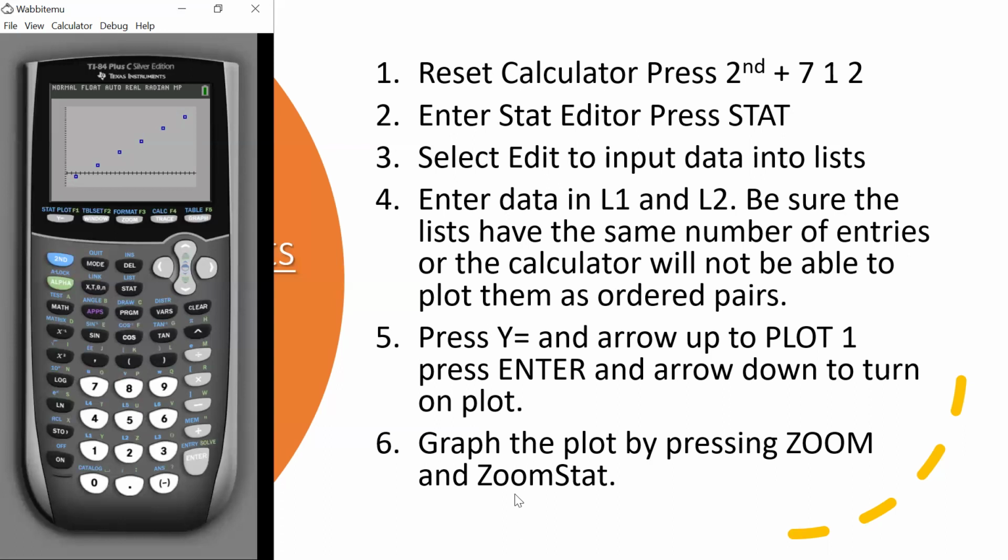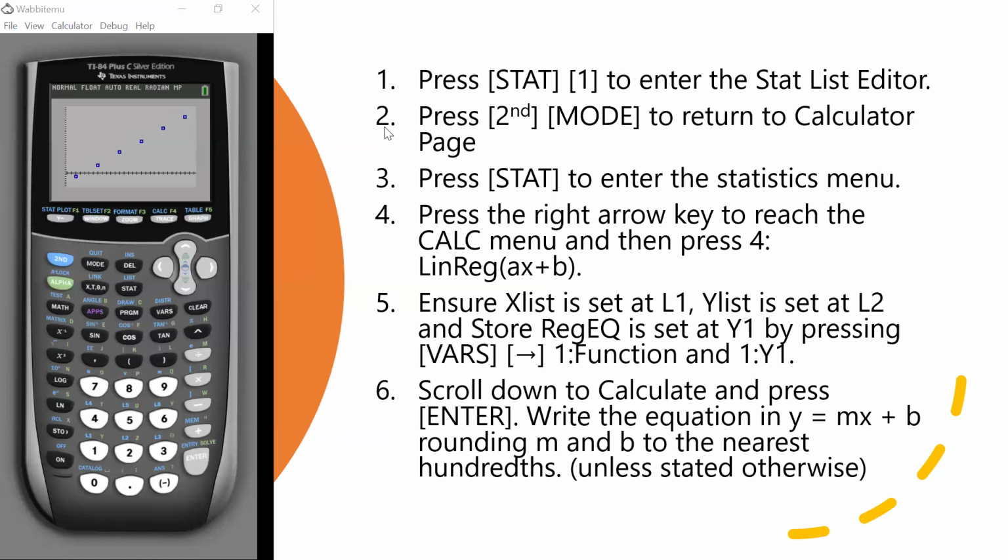So we know that we're going to do a linear regression. So now the next group of steps is, how do you get a linear regression? So we're following the steps below. It says, make sure you have your data in. Is our data in? Yes. Then we're going to go to second mode to return to the calculator page. Anytime you need to get back to a regular screen, you're going to press second mode, and it's going to take you back to your home page, your calculator page. Okay. From the calculator page, we're going to press stat.